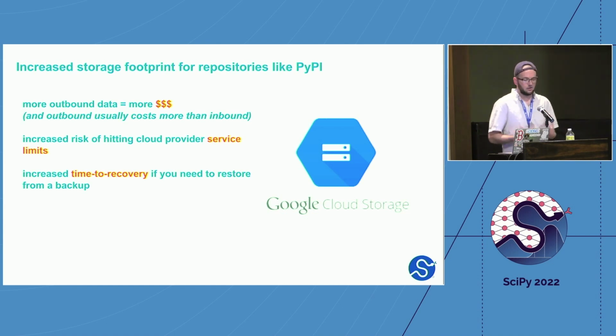Having larger files also means an increased risk of hitting service limits from cloud providers like Google on the number of writes, if some of those files have to be broken into multi-part uploads, on the total amount of stuff you have there, things like that. And then having larger files for storage means that it takes longer to recover from, or to roll back to, say, a previous snapshot of files if you find some sort of corruption of the contents of the index or something like that.